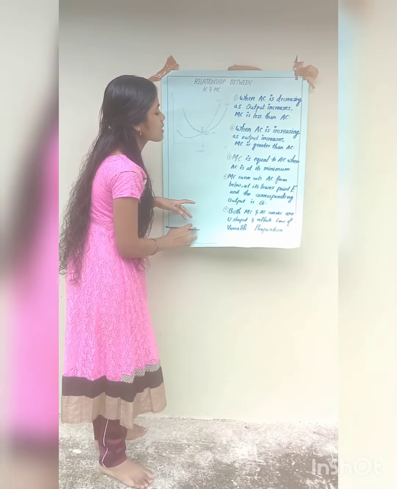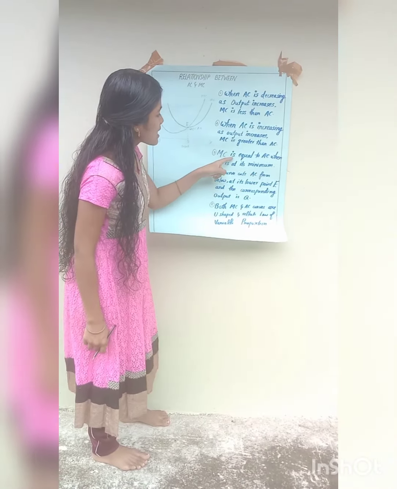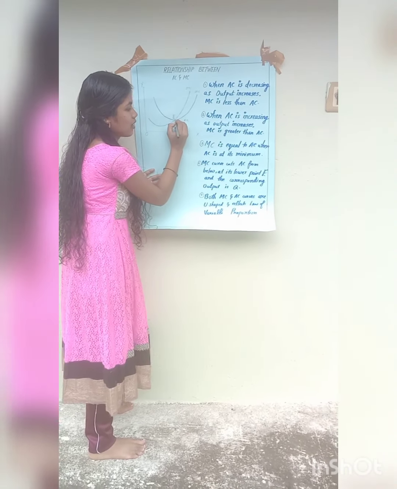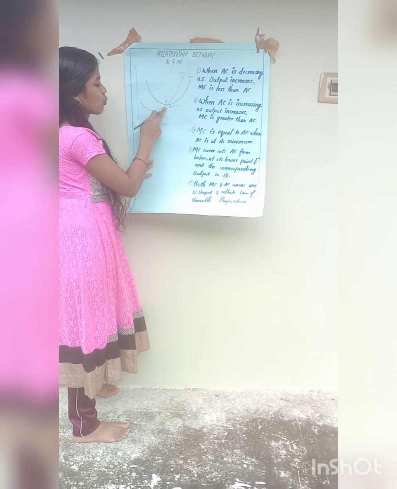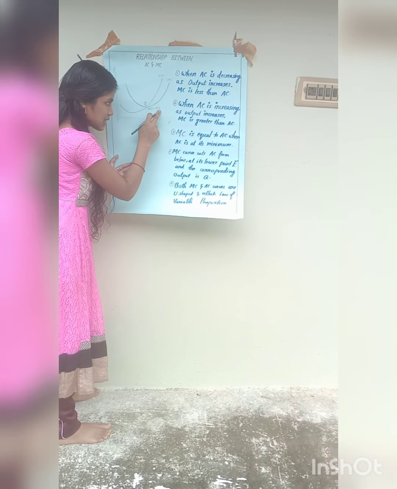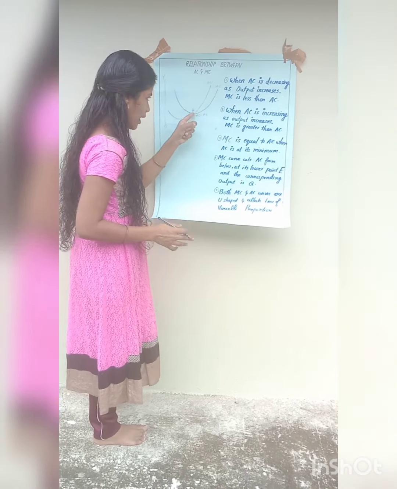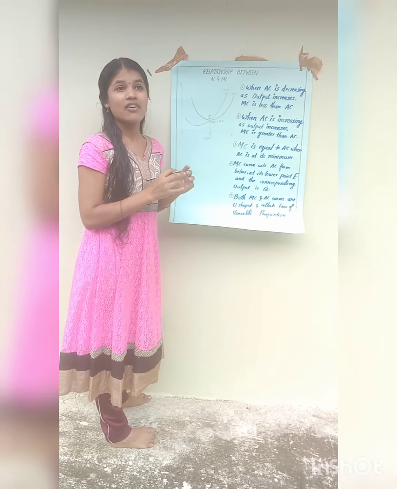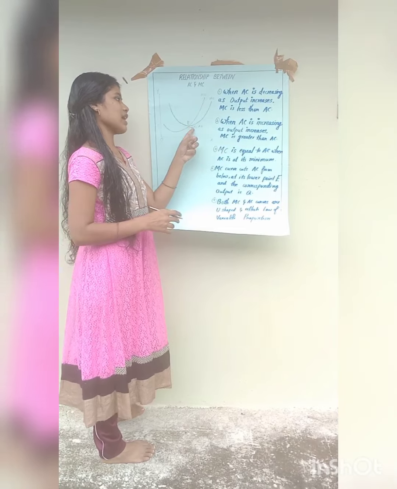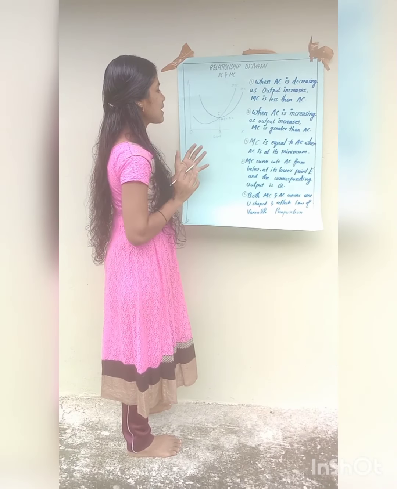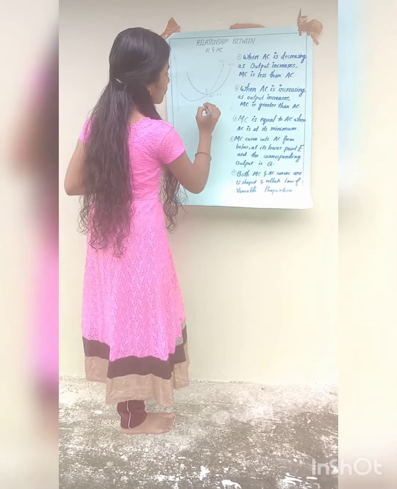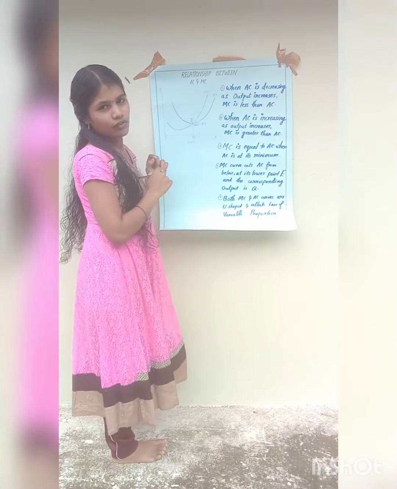Then what is the third point? The MC is equal to AC when AC is at its minimum. Yes, at this point, this is E. At this point, the MC curve is equal to AC. MC is equal to AC at this point, and this is the minimum point of the average cost curve. The MC curve passes through the AC curve at the minimum point of the AC curve.